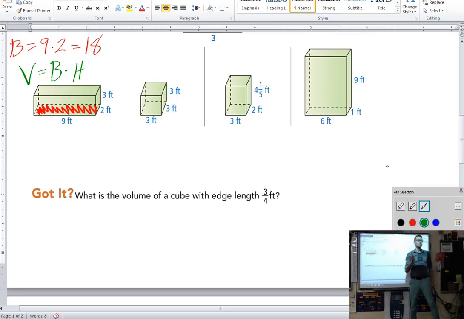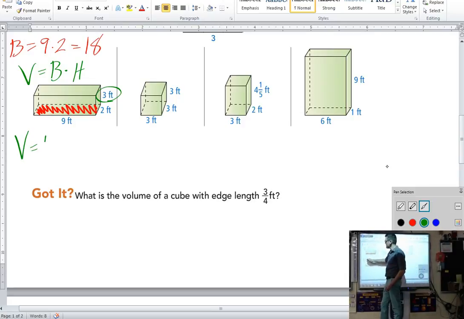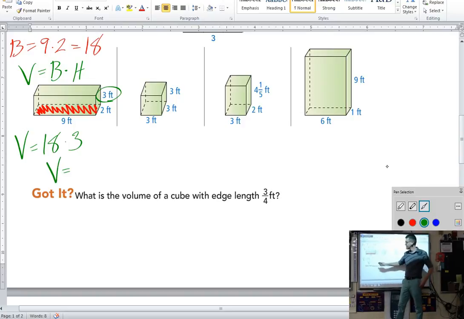Then to find my volume, I'm going to take that big B and multiply it by the height between the bases. Now check this out. I used the 9. I used the 2. The only thing I haven't used is the 3. I got to use it. When we're doing volume, we never leave a number, unless they give us too many numbers. So wait until we get to more complicated shapes and they might give us too many numbers. But in situations like this, we got to use every dimension. So this becomes 18 times 3, and my volume is actually 54 feet.